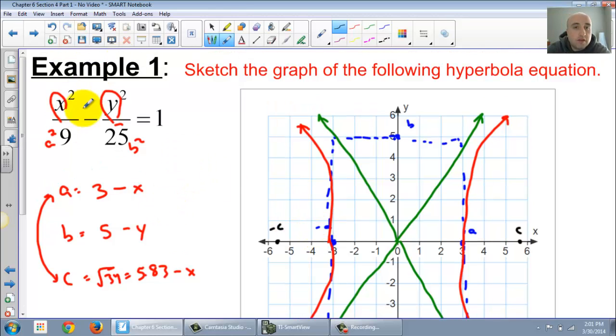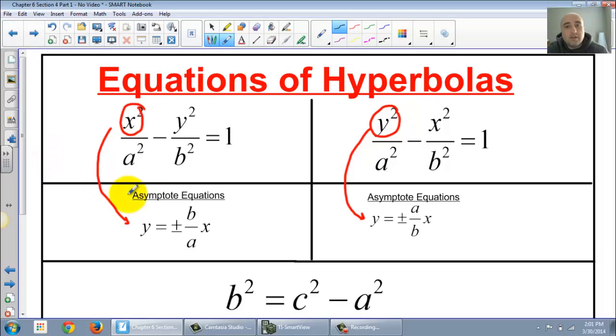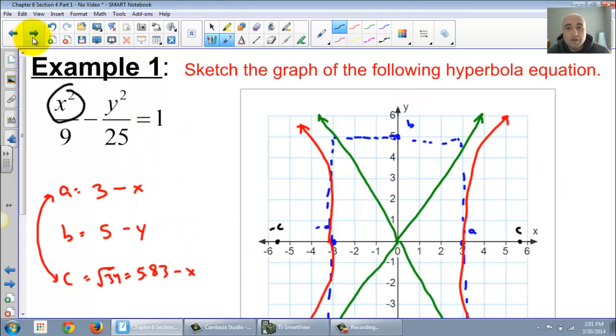The last thing we need to do is write our asymptote equations out. So now let me get rid of some stuff attached to here. Notice our equation starts with x squared, so I'm going to go back to my formulas. The one that starts with x squared, here is the asymptote equation I'm going to use: y equals plus or minus b over a x.